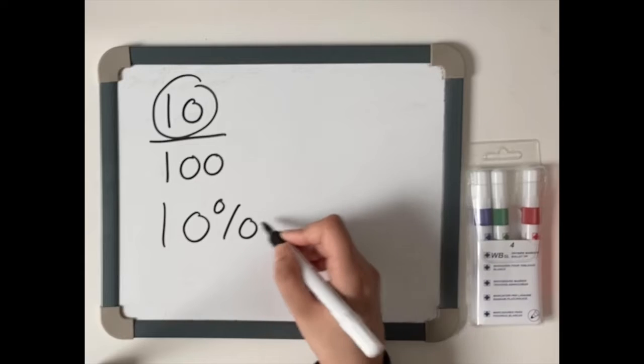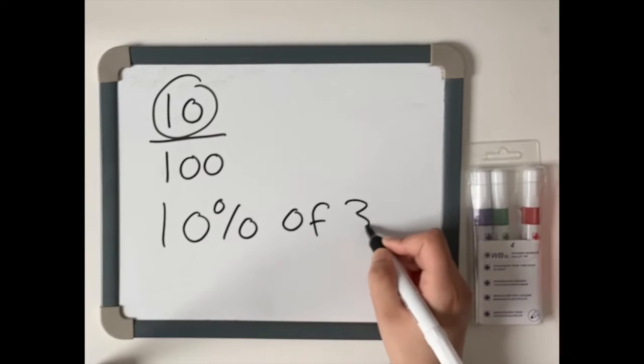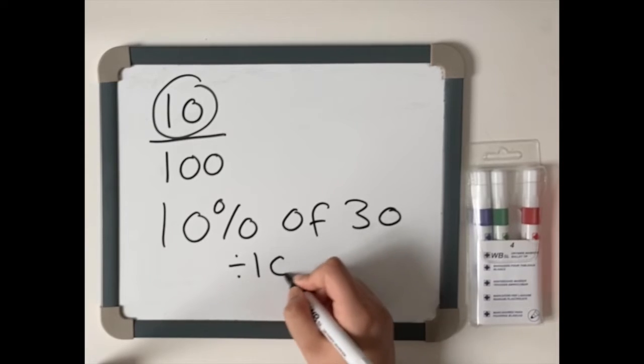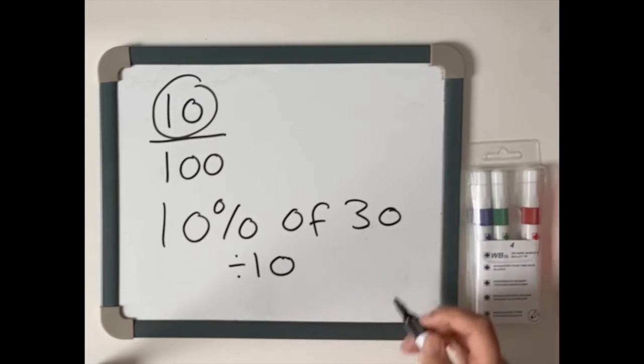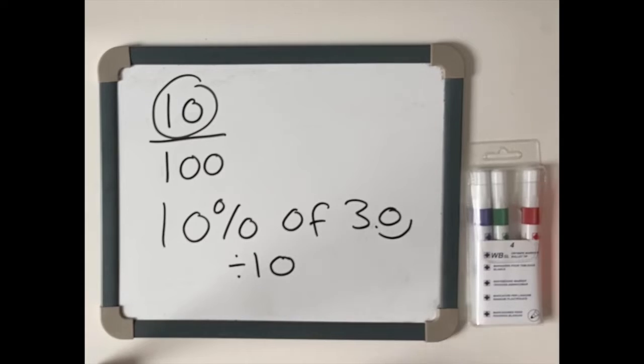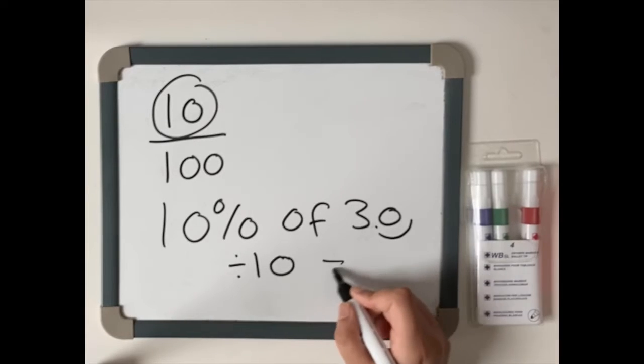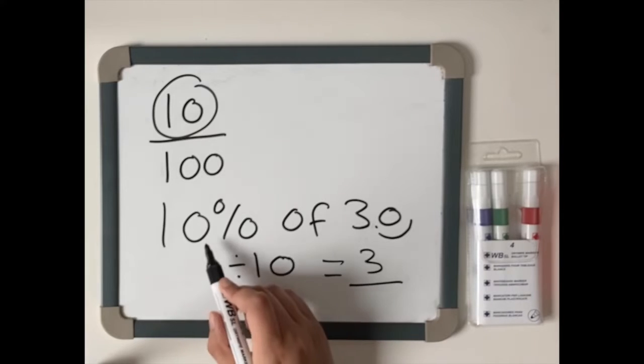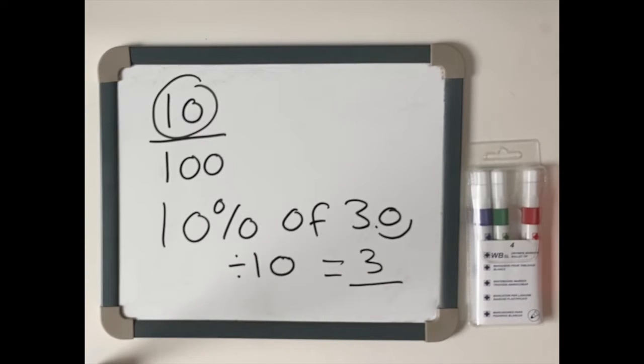If I did 10% of 30, all we're doing here is dividing it by 10. The decimal point goes one place to the left. So 10% of 30 equals 3. That's how we work out 10% of something, okay?